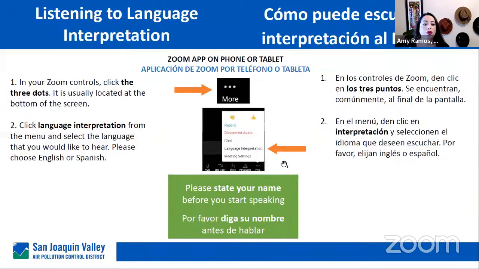In addition, if you are using the Zoom app, you can also select the language interpretation by selecting the 3 little dots that are located on the Zoom controls, as indicated here on the screen. If you click language interpretation from the menu and select the language that you would like to hear, you then choose English or Spanish. At this time, I'm going to pass it to my colleague Tania to review the instructions in Spanish.